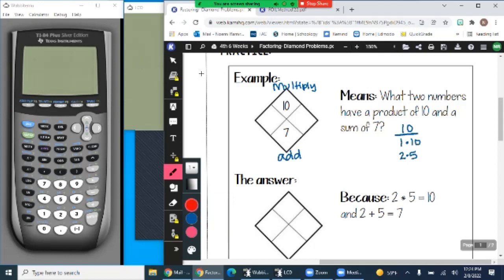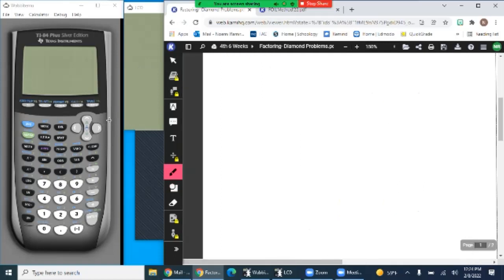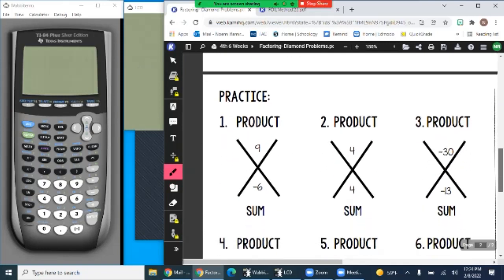Now think about this. 1 plus 10 gives you what? 2 plus 5 gives you. So what are my answers? 2 and 5. 5 and 2, 2 and 5. It doesn't matter if you flip them to where it says 5 and 2 instead of 2 and 5. But that is how this is going to work. Now, obviously, once you get negatives and stuff in the mix, it gets confusing. So I will show you a calculator trick to help you find that number every single time.